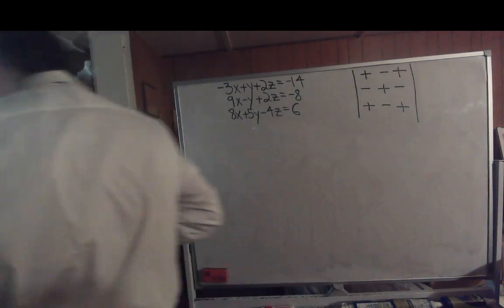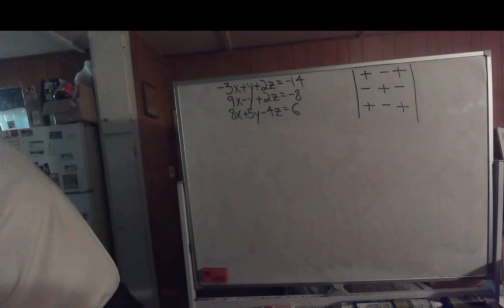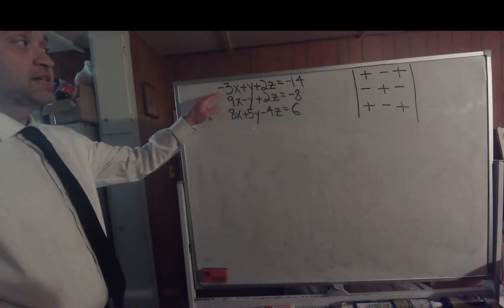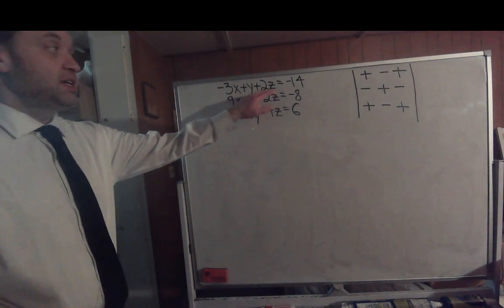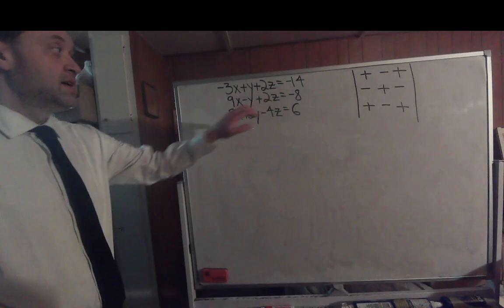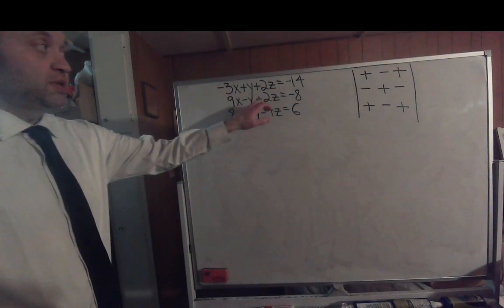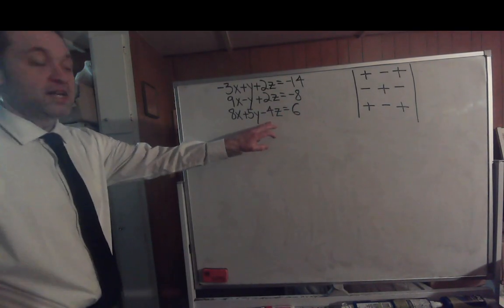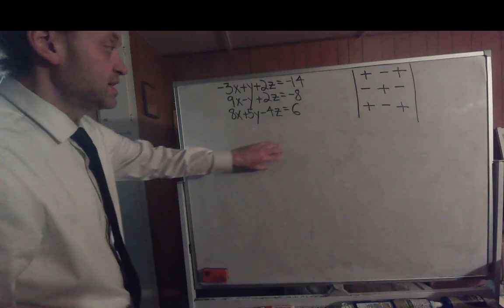All right. So there is the final system that we're doing today. We have -3x plus y plus 2z equals -14. 9x minus y plus 2z equals -8. 8x plus 5y minus 4z equals 6.